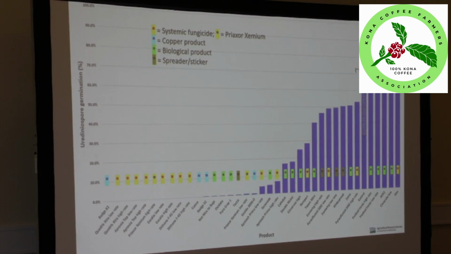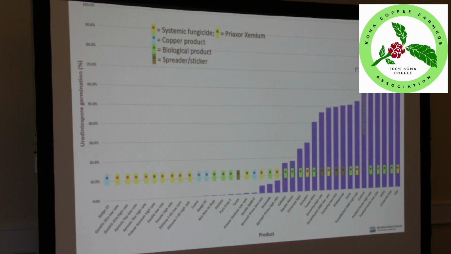This definitely looks like a busy slide with lots of information, and it is. We've looked at probably 25, 30 plus products. What this graph is representing is, on the x-axis, each individual product, and on the y-axis, the percent germination of spores. Again, it's the mixture of the spore with the product, plating, and now determining if being in contact with the product inhibits spore germination and how much.